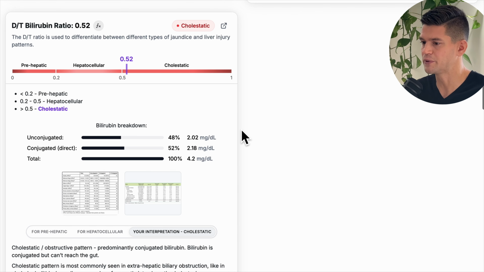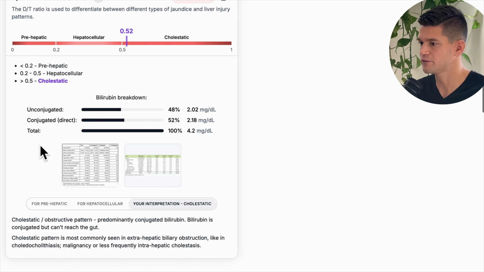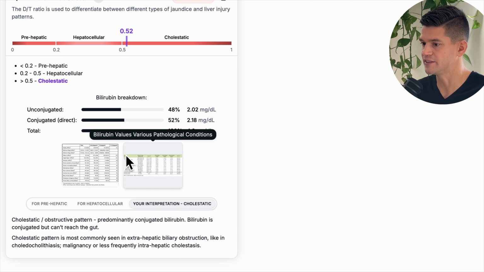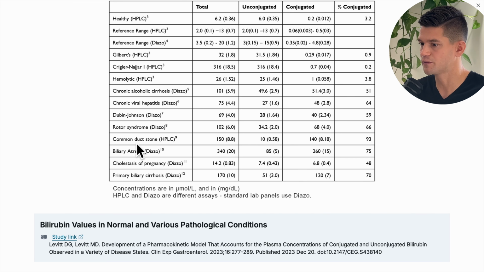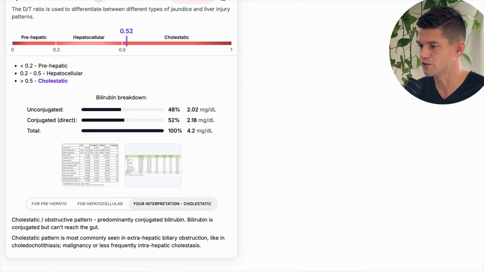Now, if we look at the bilirubin ratio, we can see it's somewhere between hepatocellular and cholestatic pattern. I also show a full bilirubin breakdown in both percentage and absolute values. So our patient has a total bilirubin of 4.2 and 52% of that is conjugated. I have also attached handy tables showing different liver conditions and their bilirubin breakdowns, so we can quickly compare. If we look at the table from the first study, we see that patients with chronic alcoholic cirrhosis had on average about 51% conjugated bilirubin. So this might serve as another small piece of the puzzle.